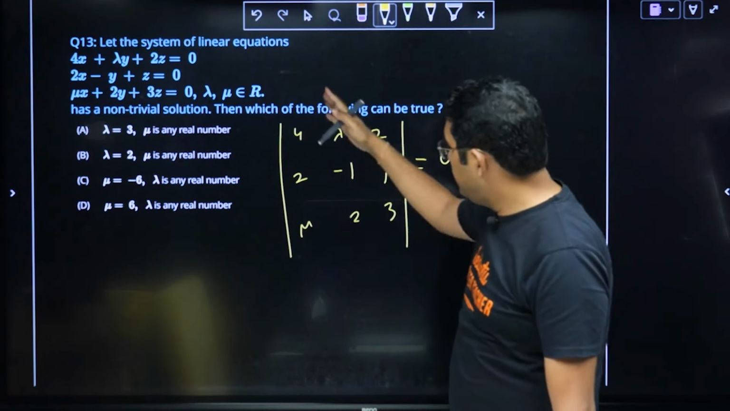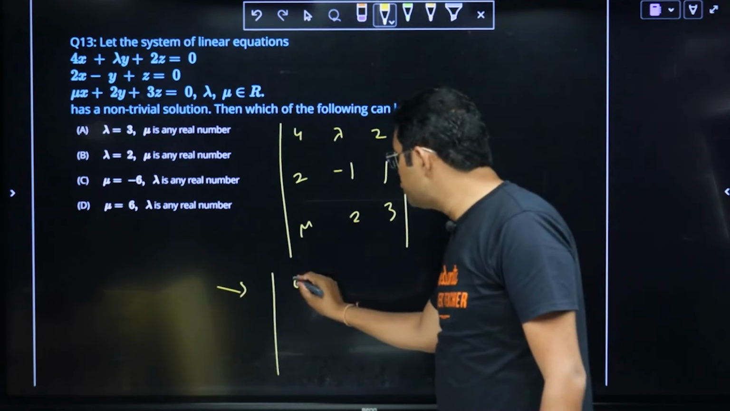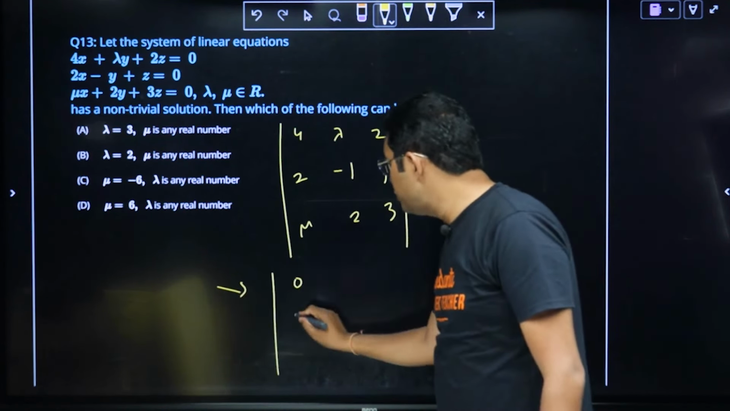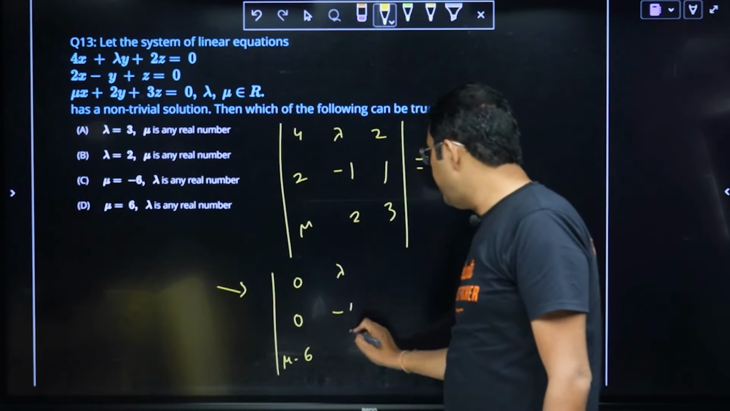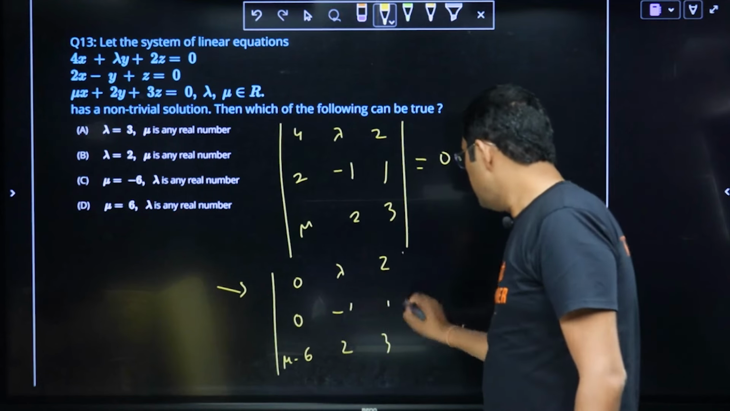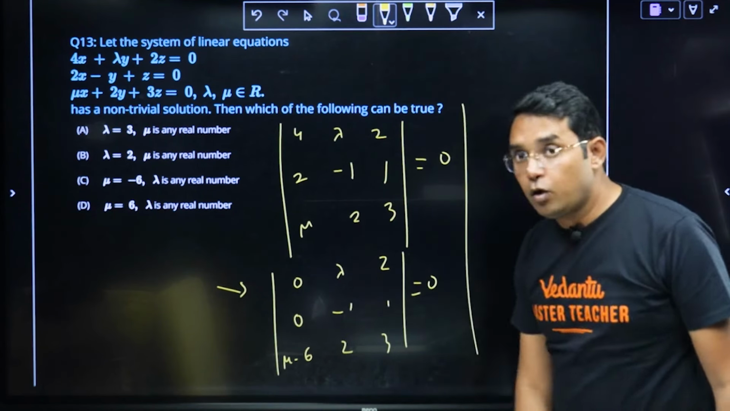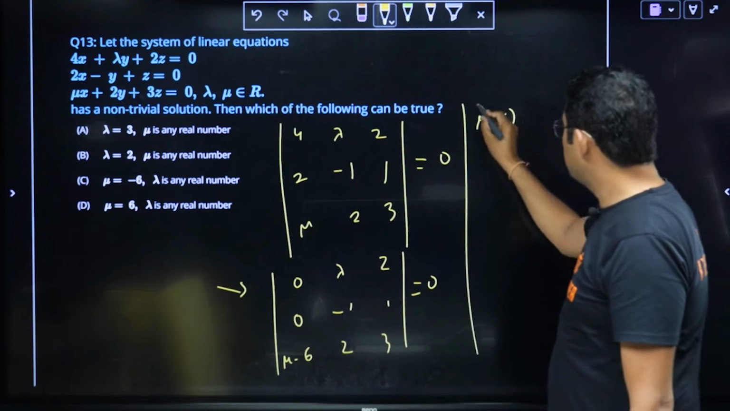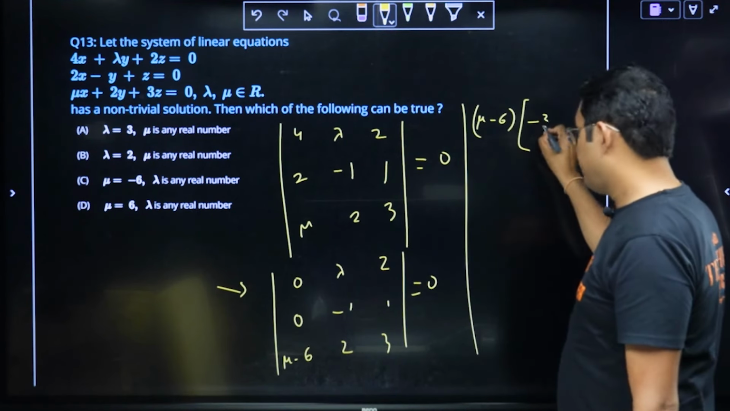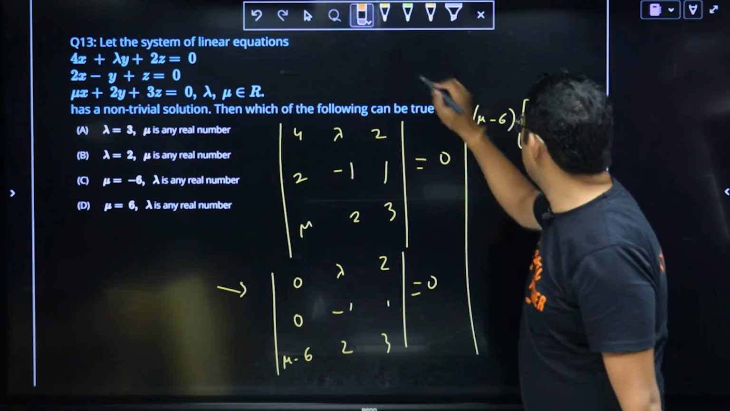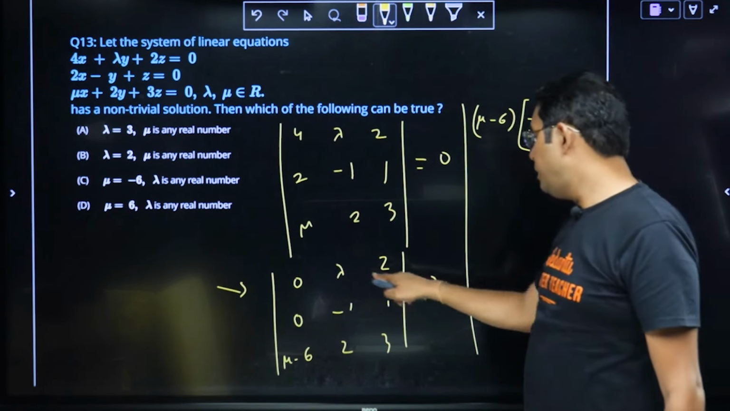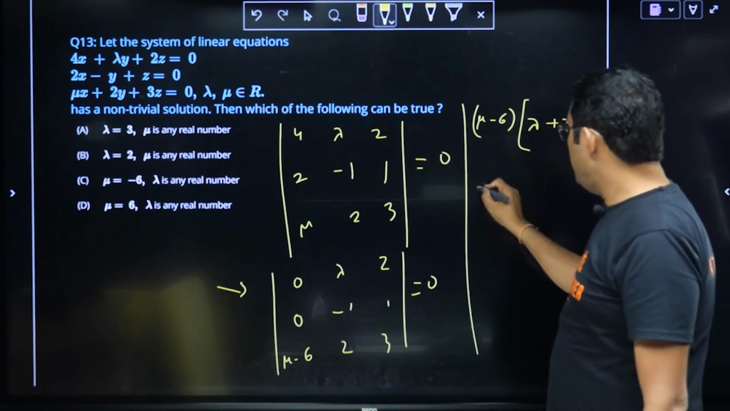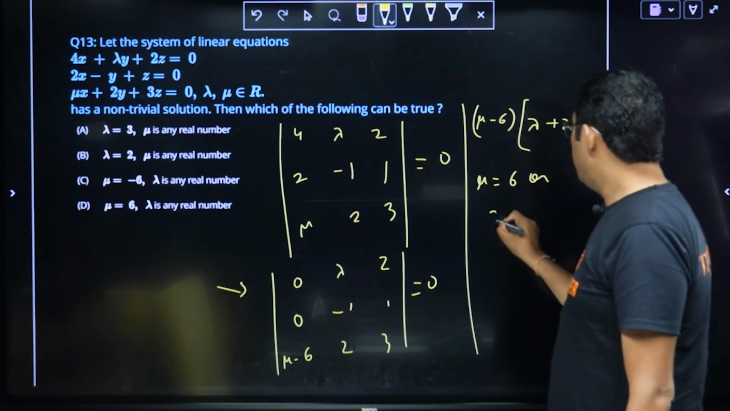Using properties on this last column and this first column, I think we can make these two terms 0, 0 after multiplying the third column by 2 and subtracting column 1 from that. So 4 minus 4, 2 minus 2, 0, and here it will be mu minus 6, and other things will remain the same. Now if I expand along the third column, it is mu minus 6 and this, sorry, lambda actually, not this. So that will be lambda plus 2, equal to 0. So you can see either mu should be 6 or lambda should be equal to minus 2.